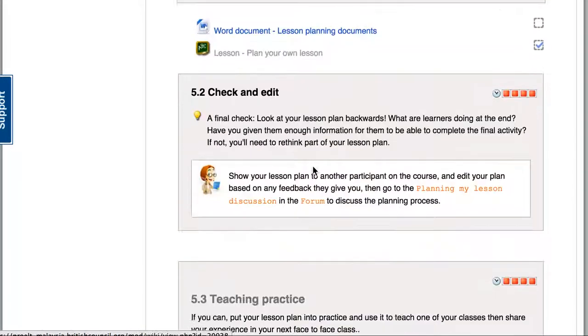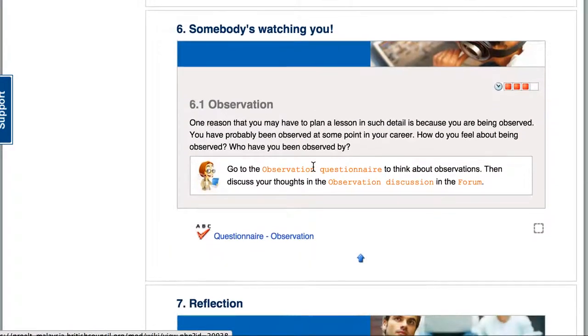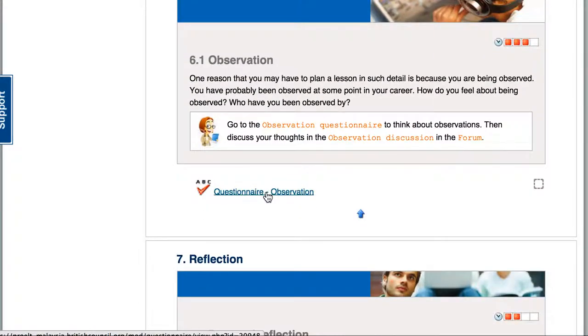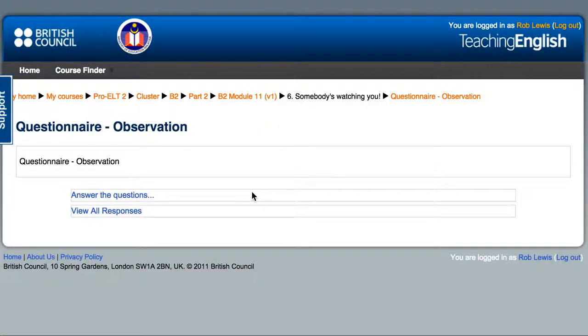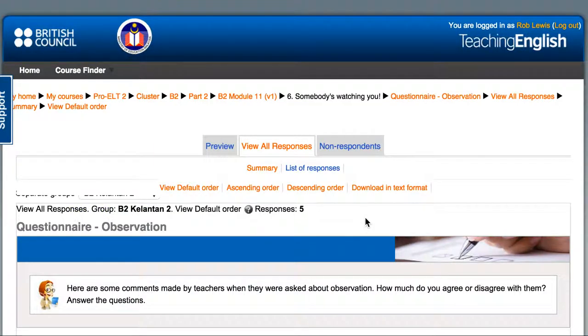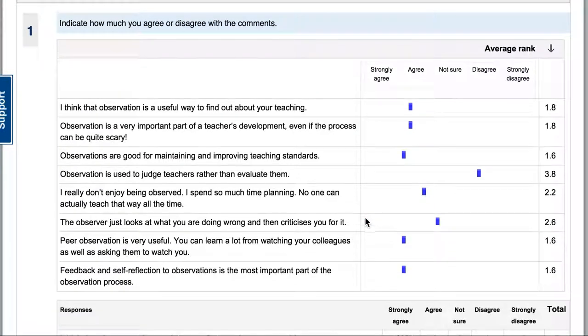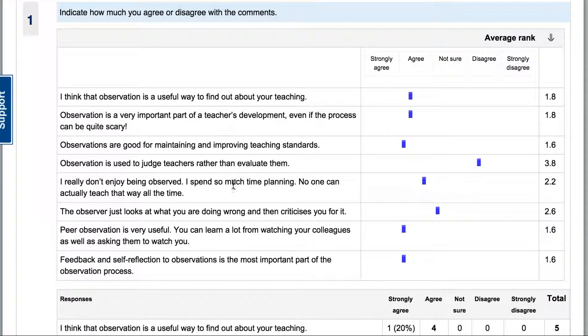That was the penultimate questionnaire because the last one was about observation. And very quickly, if I look at your responses, you had to say if you agreed or disagreed with these statements about observation. And the answer that you disagreed with mostly is this one. Observation is used to judge teachers rather than evaluate them. You disagreed with that. Okay, that's quite interesting.